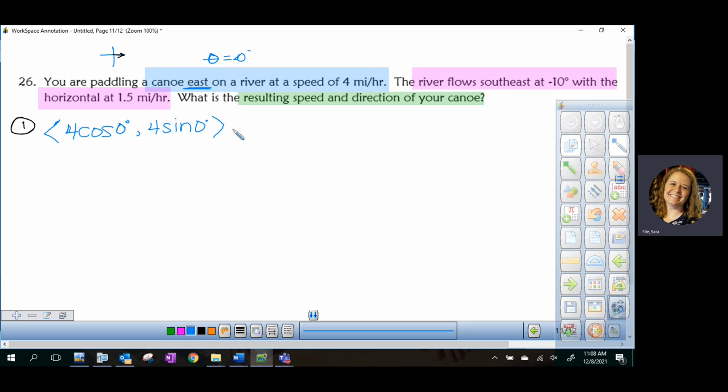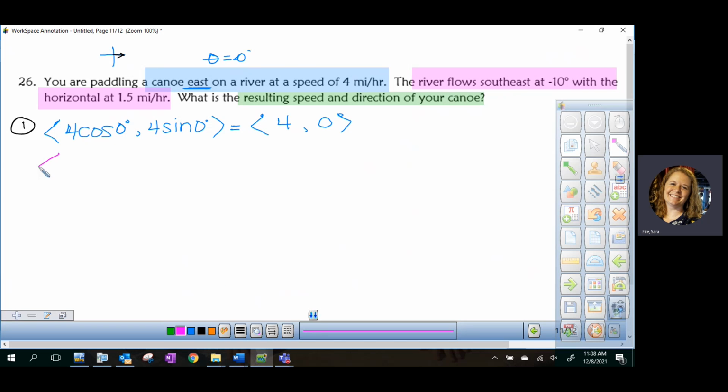All right, now hopefully y'all can do this one without a calculator. Since 0 degrees, you should know that from your unit circle. So cosine is 1, so that would be 4. Sine is 0, so that comes out to 0. So that's the vector representing the paddling, the canoe being paddled.